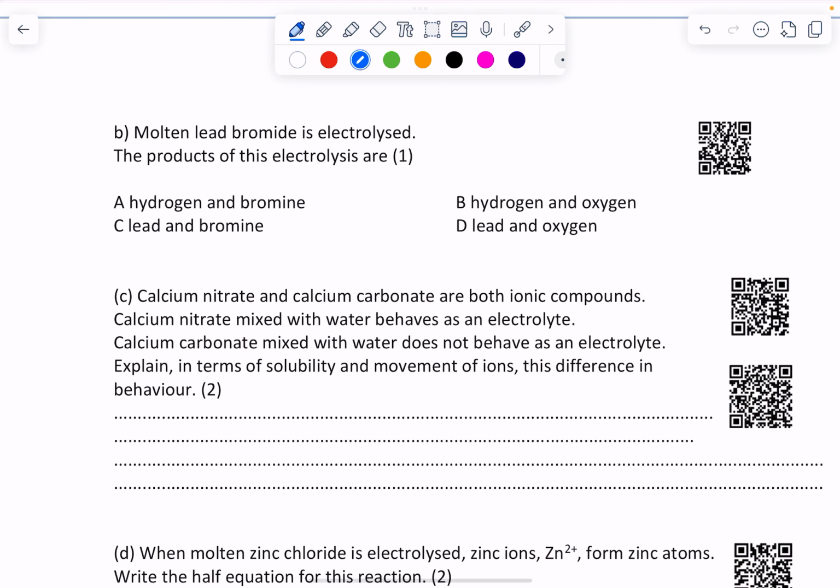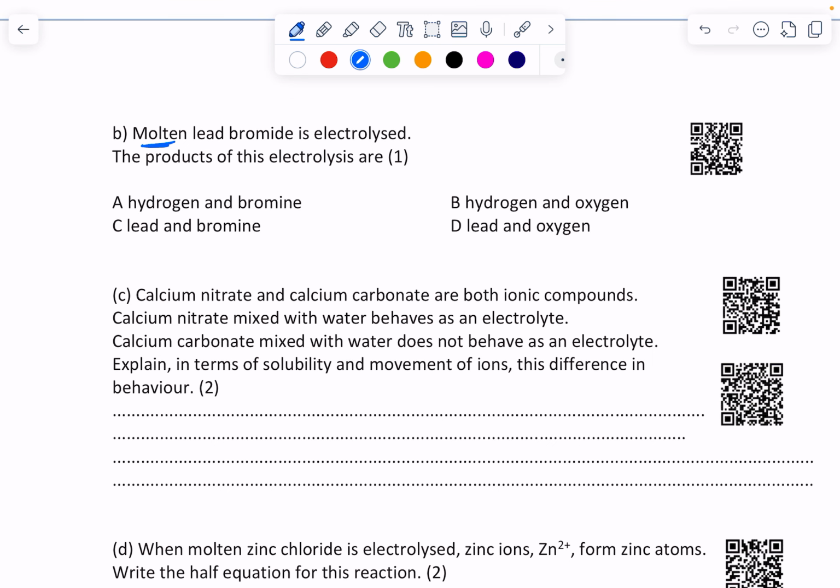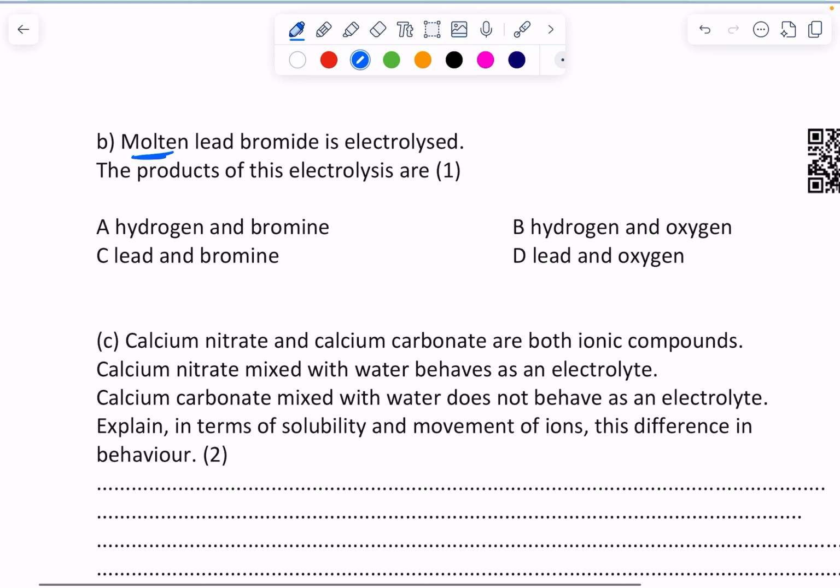Okay, so we've got molten, so that means there's no water, so we're just dealing with the ions in the ionic compound. So I can only produce lead and then bromine. So the only option is lead and bromine. So that is option C.